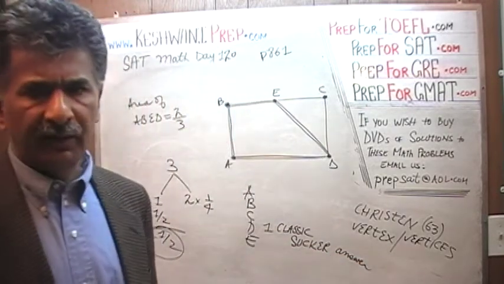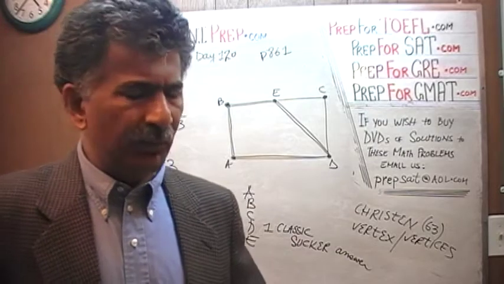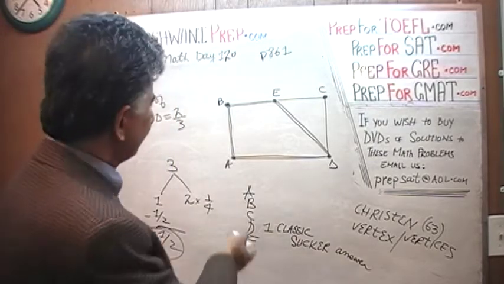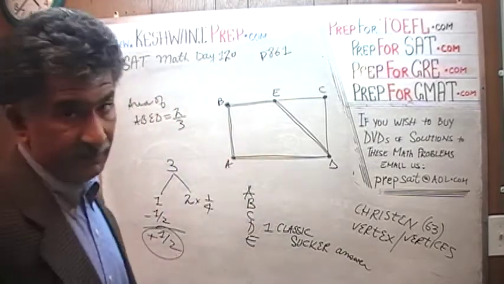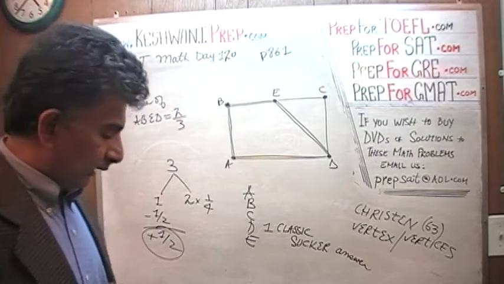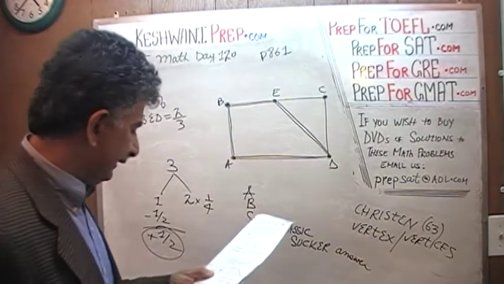It's a classic sucker answer. It's too good to be true. Without doing anything at all, they just sit there and say, well, that's 2/3 and the entire thing has got to be 1. Another answer choice that you can cross out is E.